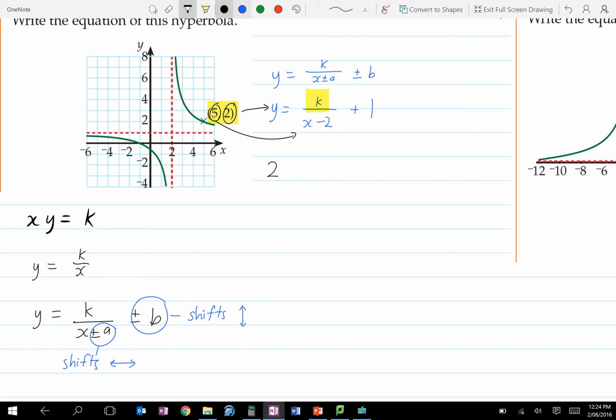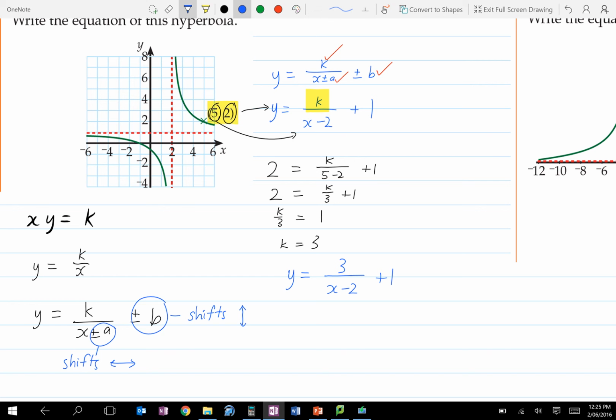So we can say that 2 equals k over 5 minus 2, plus 1. So let's simplify that. So 2 equals k over 3 plus 1. Subtracting 1 from both sides, k over 3 would equal 1, times both sides by 3, k equals 3. So now we've got k, and we've got a, and we've got b, so we can write out this equation in full. So the equation for this line is going to be y equals 3 over x minus 2, plus 1.